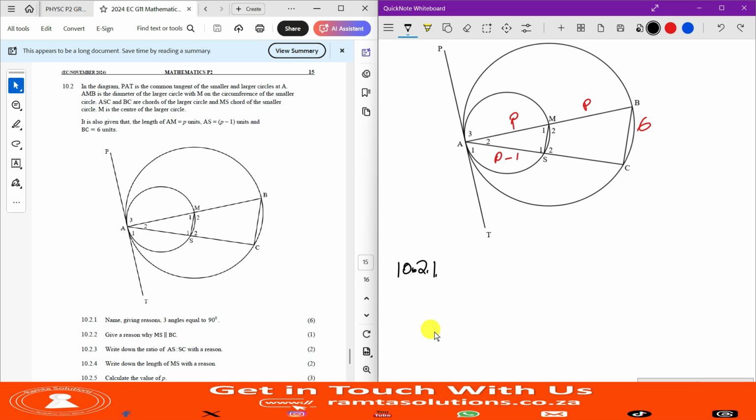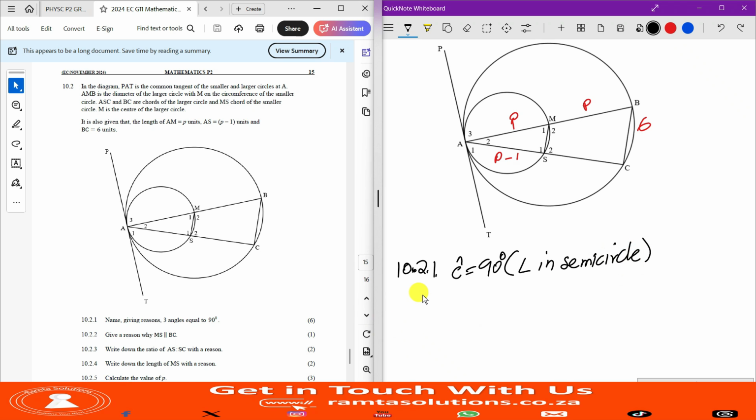I, for one, see angle C. Remember, this is Euclidean geometry. You must also give reason. Angle C is equal to 90 degrees. Why? Because this is a diameter, so it is an angle in a semicircle.